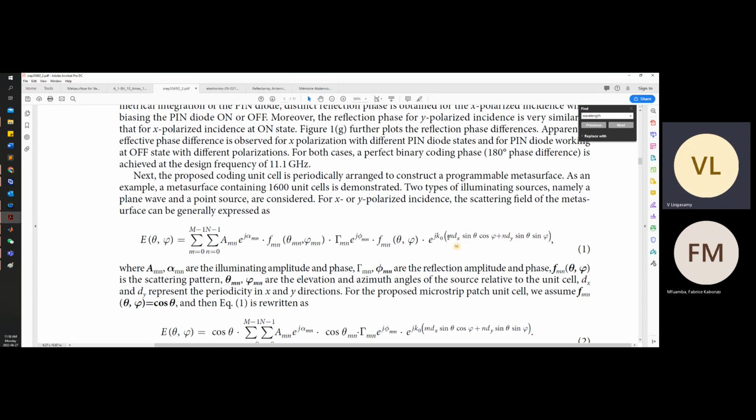For example, let's say zeroth element, first element, second element, third element, like that. And the second is dx, which is nothing but what spacing you are going to give along x. Is it lambda by 2 or lambda by 4? It's up to you to decide. It depends upon the beam width and gain that you are expecting. Next is sin theta cos phi.